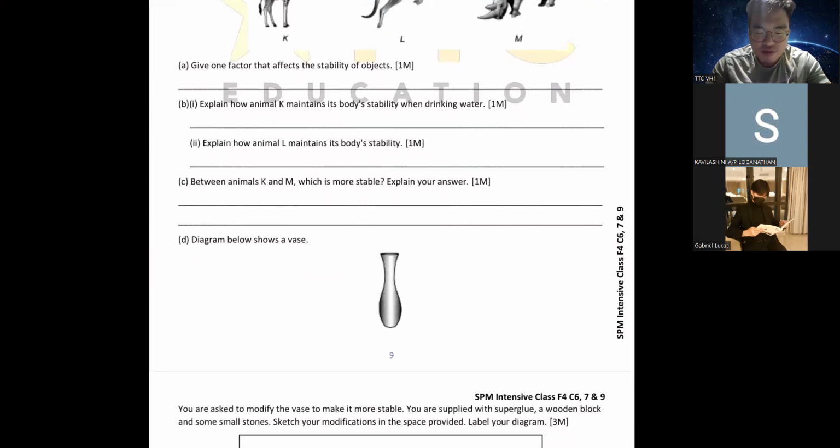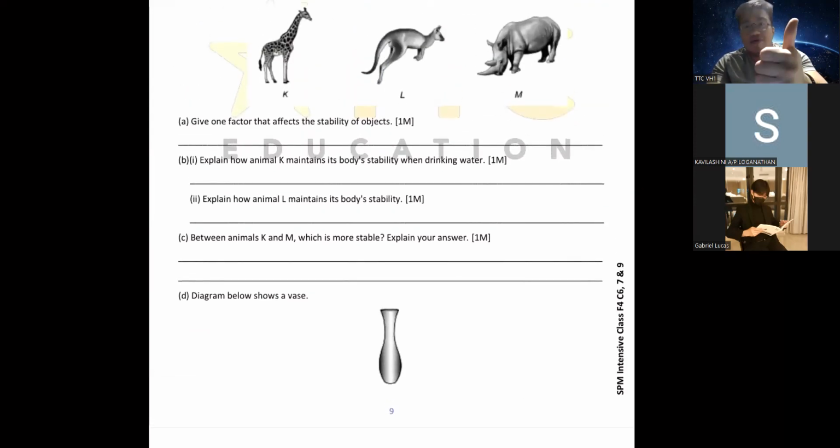Okay, between K and M, which is more stable? Of course, it's M. Why? Because it has a lower COG. Okay, M has a lower COG. Lower center of gravity, of course.